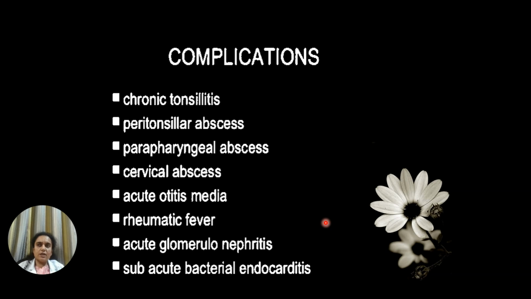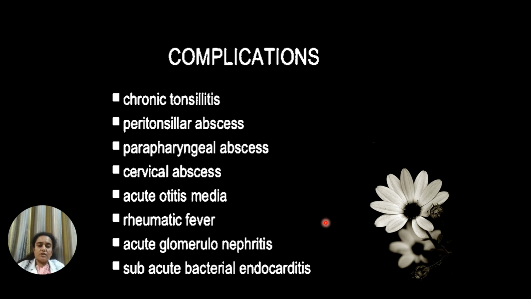What are the complications if we don't treat an acute tonsillitis? It can lead to repeated attacks of tonsillitis, and the acute stage will go to the chronic stage. A peritonsillar abscess, a parapharyngeal abscess, a cervical abscess. So from the tonsil area, it spreads to the surrounding areas. Then it can have an ascending infection into the ear, leading to acute otitis media.